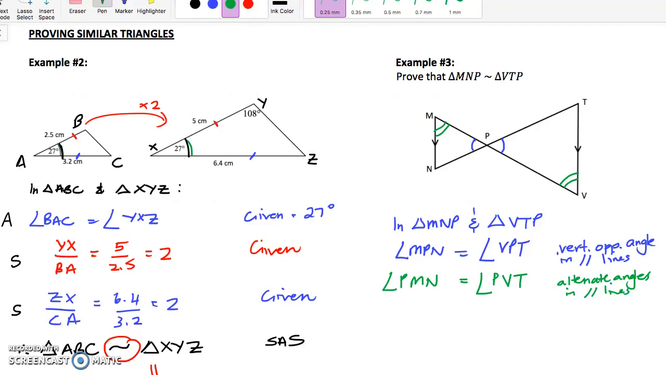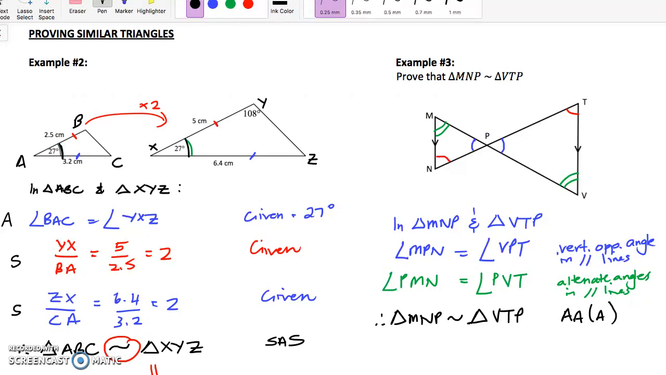Okay, now all I need is 2 angles, because if those 2 angles are equal, I know therefore, because this third angle has to be the leftover 180 degrees, they're going to have to be the same. So I can just state my similarity. Say therefore triangle MNP is similar to triangle VTP, and I've got the condition of angle, angle, and so therefore third angle.